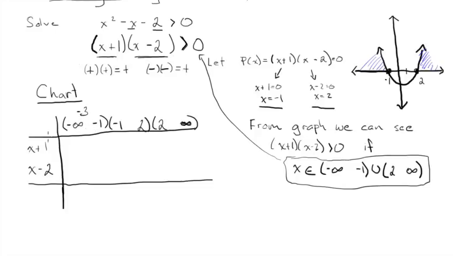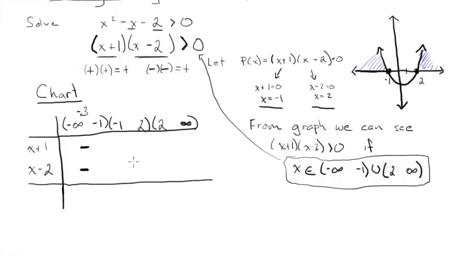So if I pick negative 3 and I put it into this linear factor, negative 3 plus 1, I would get a negative number. Right? Negative 3 plus 1 is negative 2, so that's negative. And I only care about the sign. If I put negative 3 into this factor, negative 3 minus 2, that's again a negative number. So I get negative, negative.